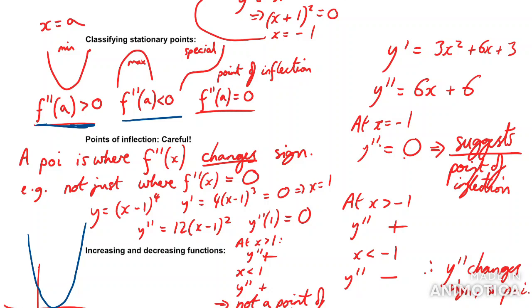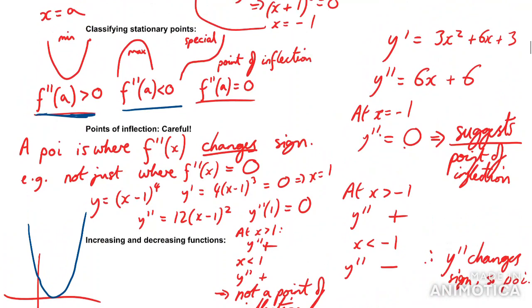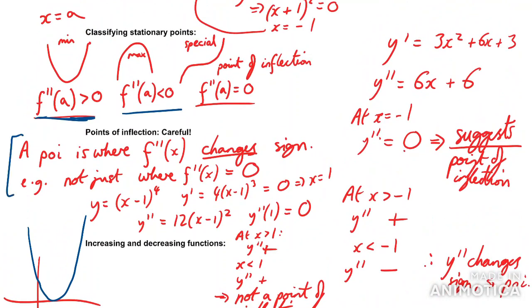So that's a very important point that is often not addressed properly. And one other thing: if you look at the definition of a point of inflection, a point of inflection does not need f dash of x equals 0. For example, you can have points of inflection that are not stationary points.